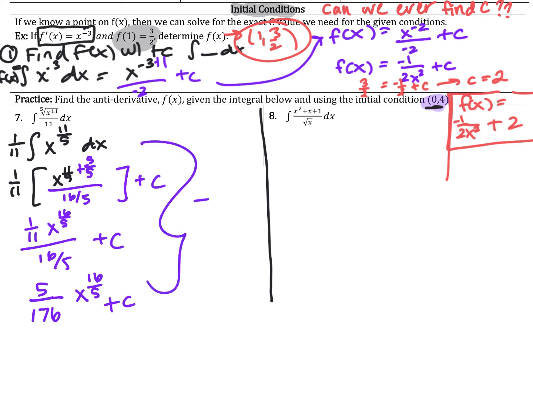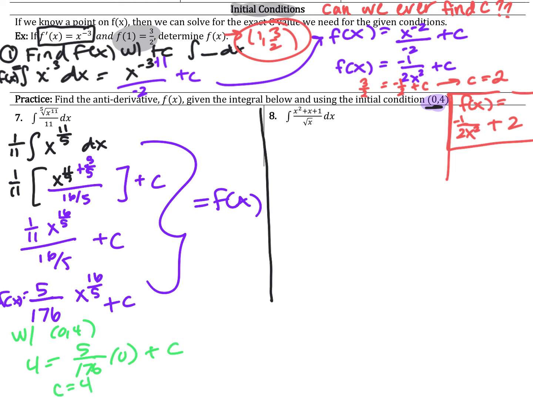So all of this gives me my f of x, still with a plus c. Now, if I plug in the point 0, 4, 4 is going to equal 5 over 176 times 0 plus c. So c is just going to be 4. So I can rewrite my function as f of x equals 5 over 176 x to the 16 over 5 plus 4.